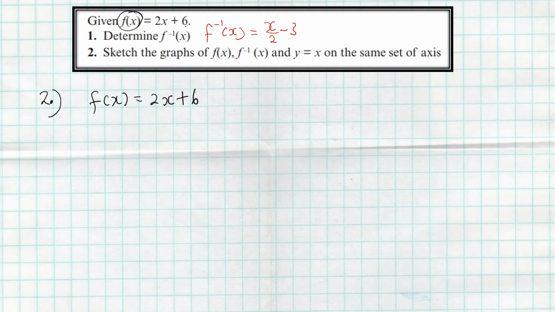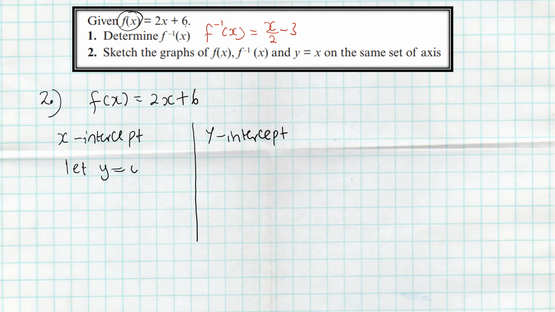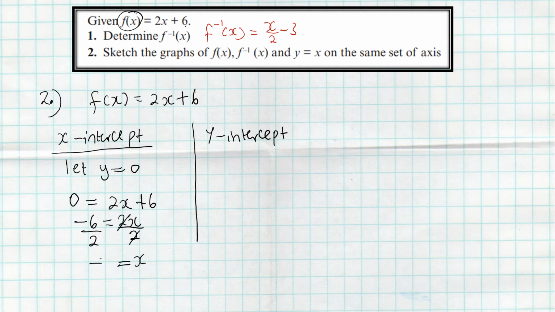In order to sketch this graph, I can just calculate the x-intercept and also the y-intercept. For the x-intercept, we let y be equal to 0. So where there is y, I put 0. Then for x, it's going to be minus 6 equals 2x, divided by 2, then x is equal to minus 3. So my x-intercept is minus 3 as my x and my y, which was 0.